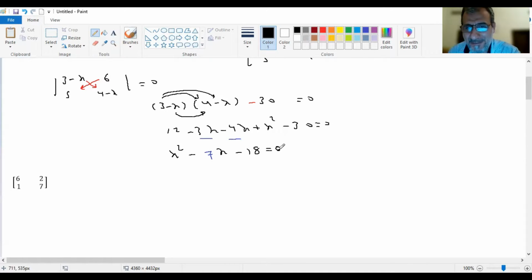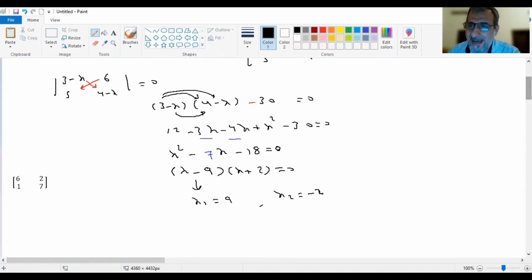To solve this equation by formula or by factoring, this can be solved by factoring. We have the product of two binomials. Lambda squared is lambda times lambda. Positive times negative is negative. Negative times negative is positive. 18 is 9 times 2, to get 7 in the middle, so negative 7. Then the solution will be lambda 1 equal to 9, and lambda 2 equal to negative 2.